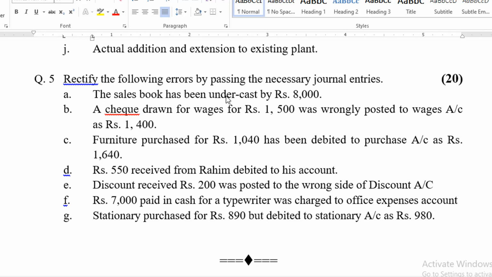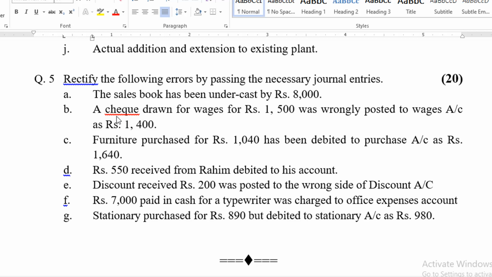The sales book has been undercast by rupees 8,000, as it is clear that only the sales book is undercast. Undercast means below the actual value. Let's suppose the actual value is 10,000, but the sales book has been reported undercast by 8,000. So it means in the sales book we have 2,000 rupees, but we have to increase the sale side by rupees 8,000 to equate with the actual amount. I hope you understand the word undercast.